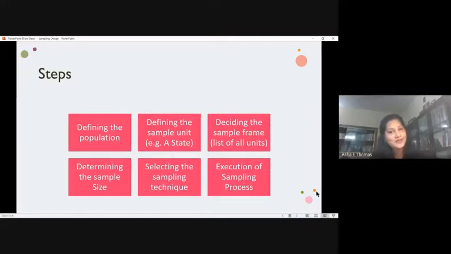So there should be some kind of justification which the researcher is going to give for the decision regarding the sample size. And then the next thing is sampling technique. What are the methods or what are the techniques that will be followed by the researcher for collecting the sample? Maybe the researcher can go with different types of techniques.